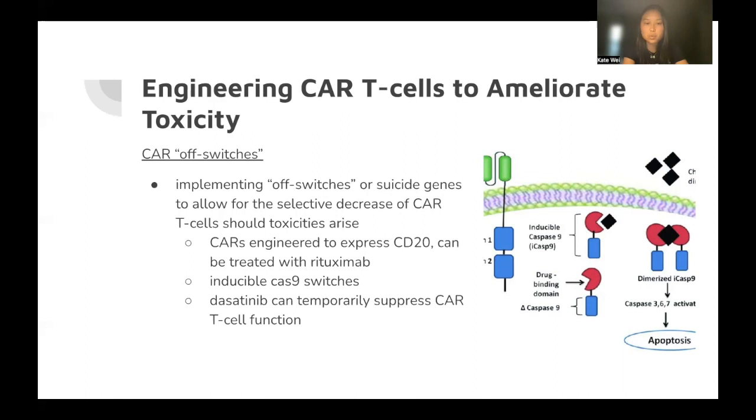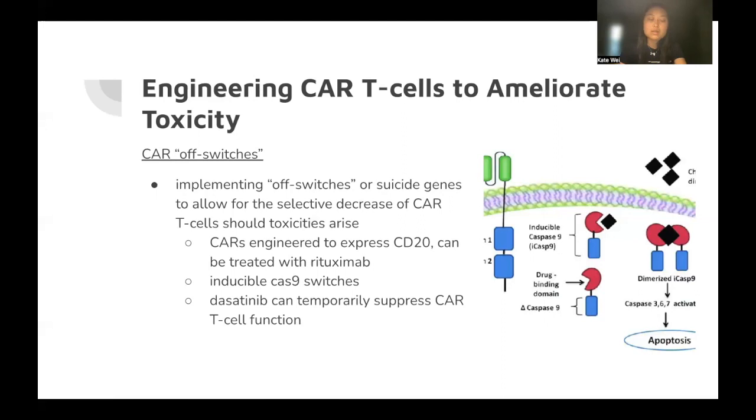However, a downside to this is that it is relatively slow and could be inefficient in treating patients that require immediate reversal due to severe acute cytokine-mediated toxicities. So faster switches have been created, such as inducible Cas9, which can eliminate more than 90% of CAR T-cells within 30 minutes. Also, CAR T-cells can be temporarily inhibited by using dasatinib, a tyrosine kinase inhibitor, to suppress the activation of T-cells through inhibiting proximal TCR signaling kinases. Unlike methods that completely destroy the CAR T-cells, this could allow for the rescue of CAR T-cell therapy after toxicities subside.